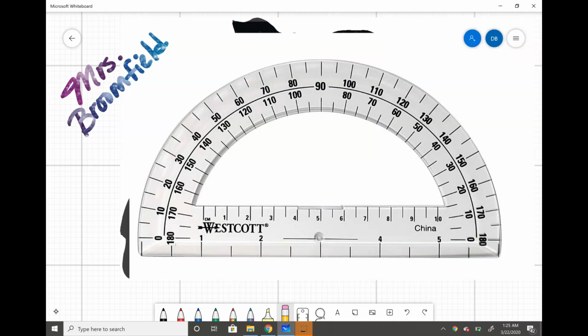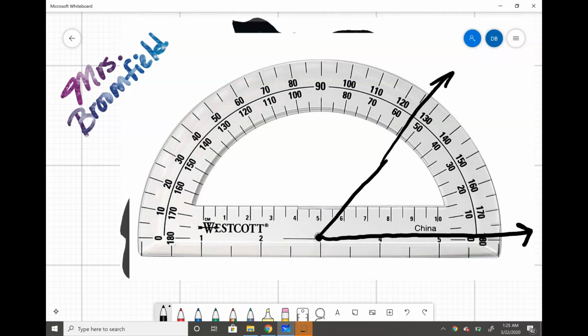Okay, so if we look at this protractor, let's say we have a vertex there and we create a ray that goes to 0. If we have another ray that stops at 55 degrees, that would be considered an acute angle. So we're measuring this corner right here. This is what we're measuring. The distance from one ray to the next, that is called an angle. So this angle is 55 degrees.